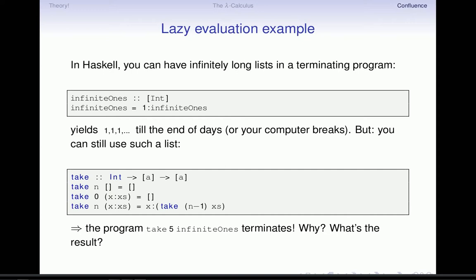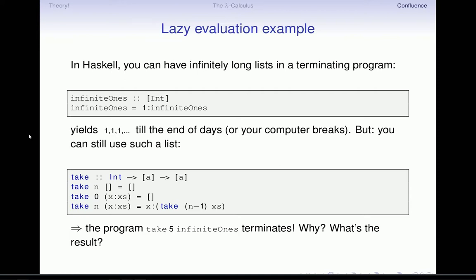For instance, let's define a function infinite ones that takes no argument and returns a list of integers. The definition of infinite ones is 1 appended, and we append to 1 infinite ones again. This yields 1, 1, 1 forever, or till your computer runs out of memory. But you can still use such a list, it's still useful.